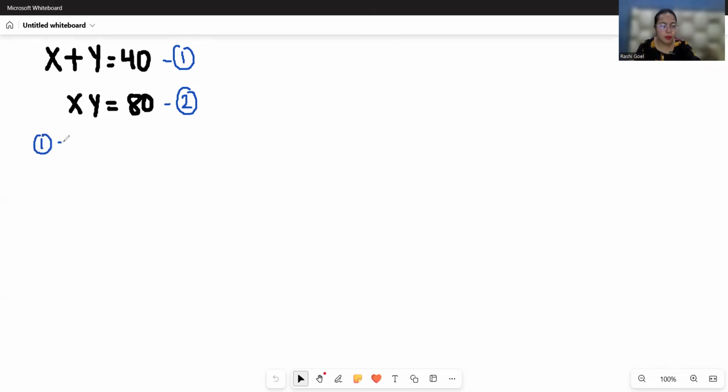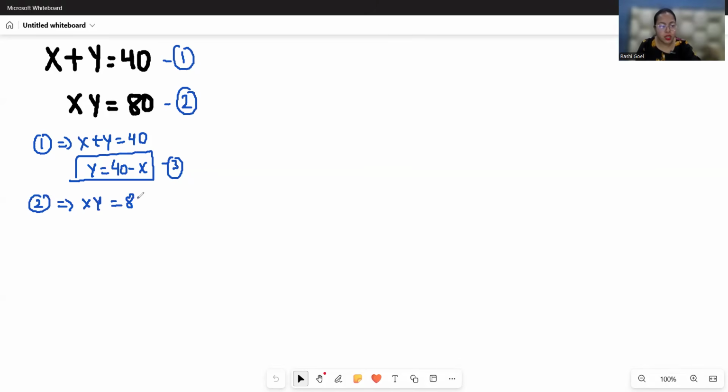With the help of equation number 1, I can write x plus y equals 40 as y equals 40 minus x, and consider this as equation number 3. Let's put the value of equation number 3 in equation number 2. Our equation number 2 is xy equals 80. So in place of y, I can write 40 minus x, which equals 80. So it becomes 40x minus x square equals 80. So minus x square plus 40x minus 80 equals 0.